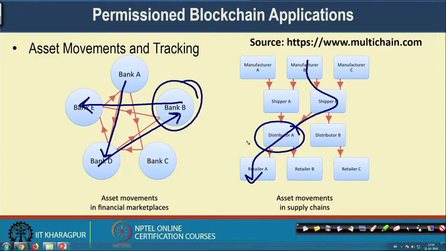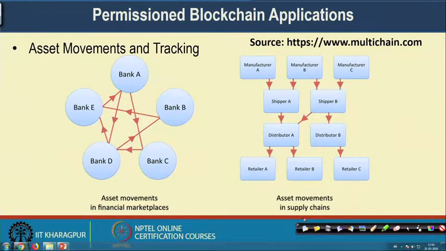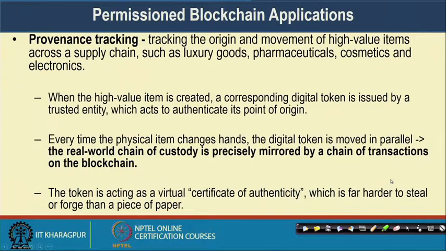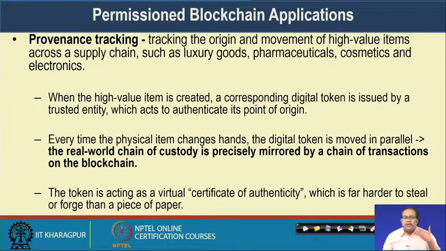So, that way there are multiple applications, and in this kind of application, we can rely on the blockchain environment to design a nice solution like provenance tracking, where you want to prove that a particular distributor or a particular person or intermediary has indeed received the asset. So, you are trying to track the origin and the movement of such high valued items in a supply chain, like say luxury goods, pharmaceuticals, cosmetics, electronics, and so on.